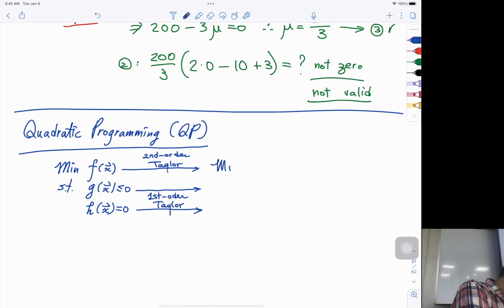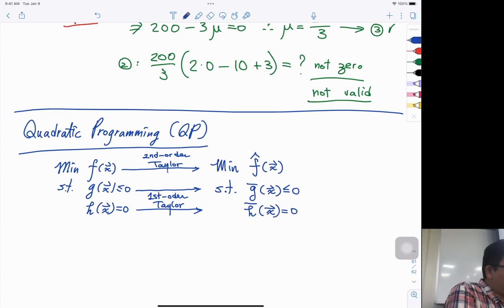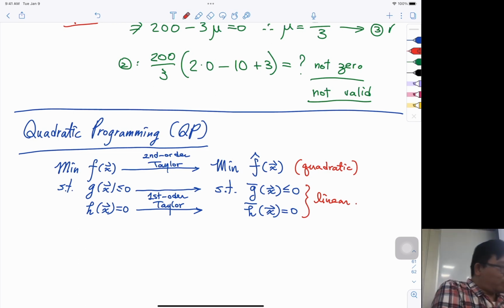So at the end, you actually have a problem like this, where your objective function is second order, but your constraints are linear. So quadratic programming is not that powerful. It only handles a problem like this. This is a quadratic function. Quadratic. And both of them are linear. Okay? So if we can have a problem like this, we can use quadratic programming to solve it.